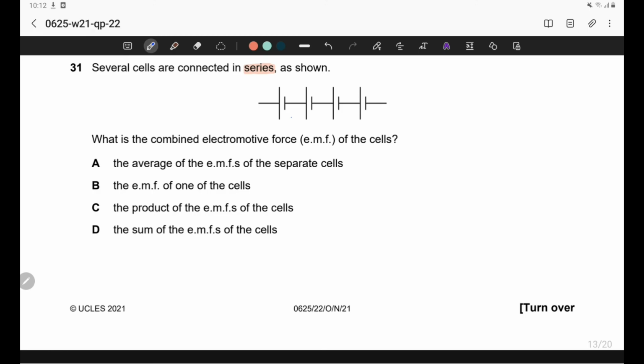When cells are connected in series, the resultant EMF will be the total sum of the individual EMFs. For example, if the first cell has an EMF of 2 volt and the second one is 3 volt, the third one again 2 volt, and the last one has 1 volt of EMF, then the total combined EMF will be the sum of all these EMFs. So 8 volt. Therefore, the correct answer is option D, the sum of the EMFs of the cells.